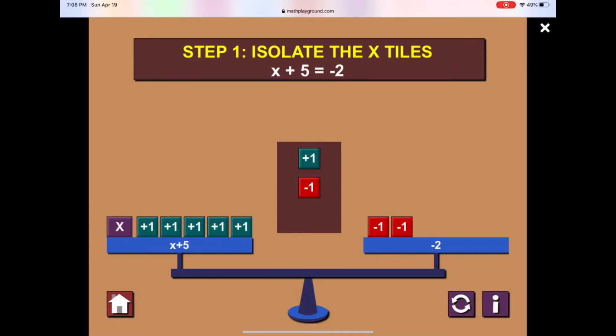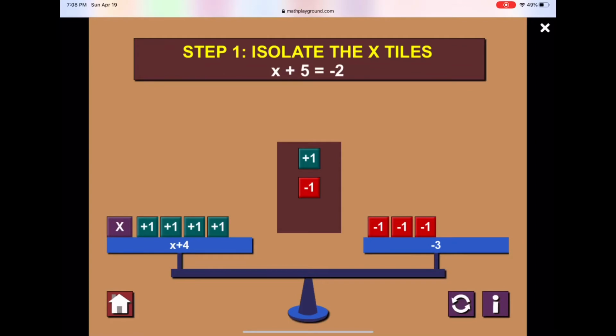It says step 1, isolate the X tiles. The word isolate means to get something by itself. So we want the X tile to be by itself. So that purple tile. How do I get rid of those plus ones? Do you guys have an idea? Well, we need to add negative ones, because remember, a plus 1 and a -1 make a 0. So let's go ahead and click on that red -1.